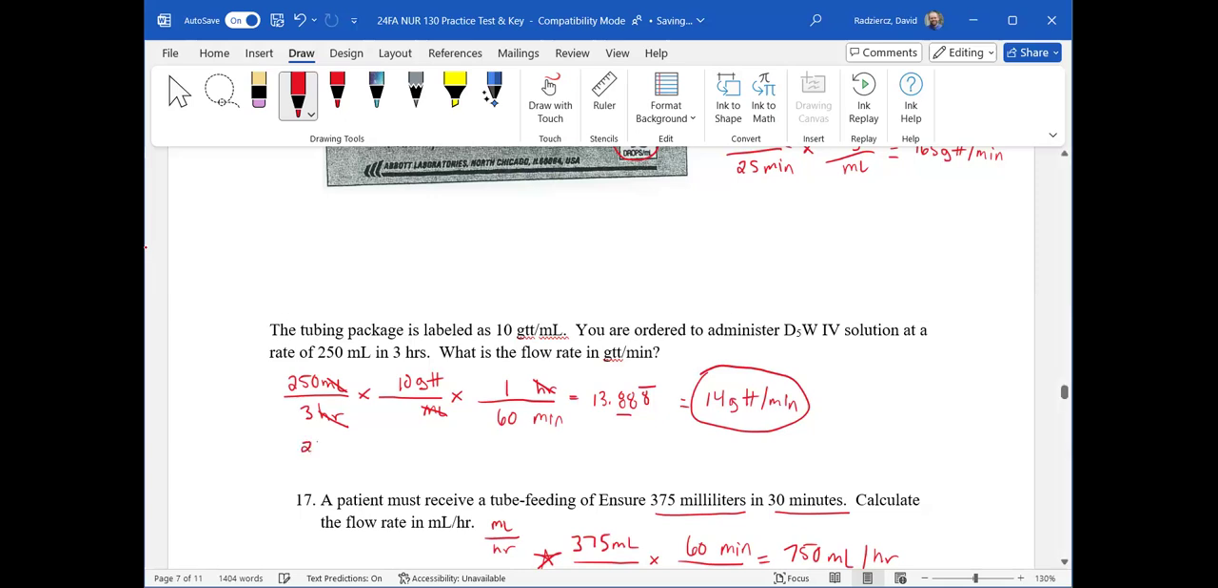The alternative way for solving this is, what's 60 times 3, or even 6 times 3? Okay, 18, so 180 minutes times 10. This is what I was saying. So you can skip a step and make this a little bit easier for you, and you're still going to get the same answer.